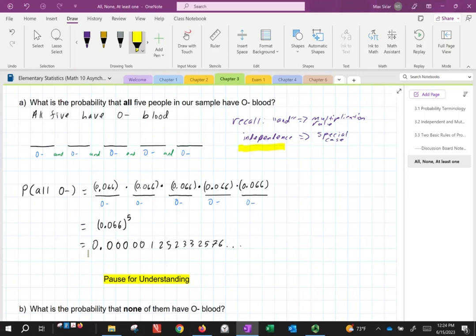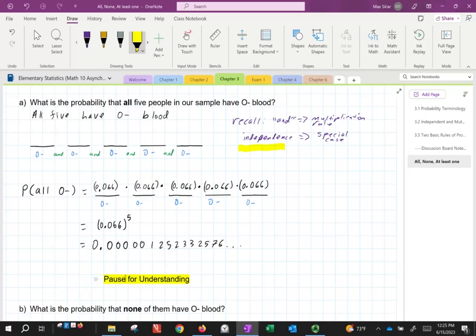And I calculated that ahead of time, and you can see this is a very small probability, 0.0000125. Very few people, 6.6% is significant, but it's not a very, very large percentage of the population. And to have all five of our people in our sample having O negative blood, that's a very restrictive event. And so very few of our 5-person samples would have that event.